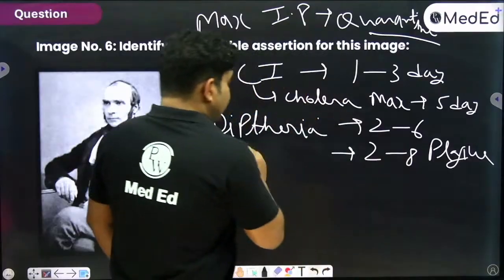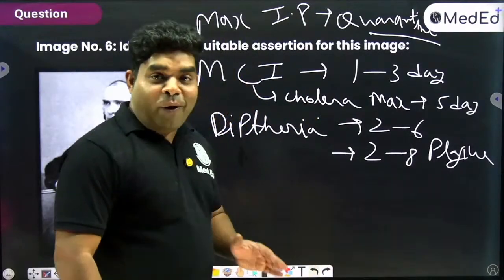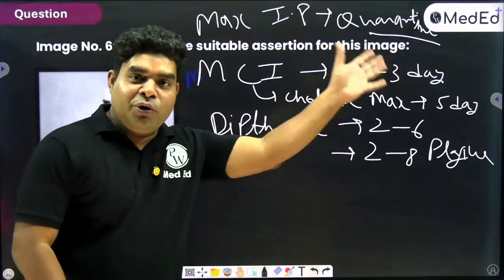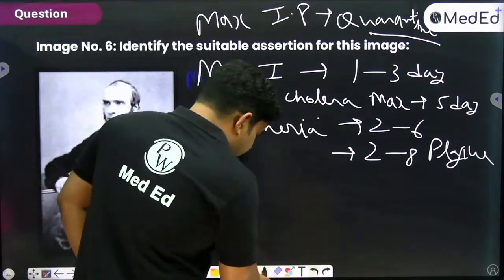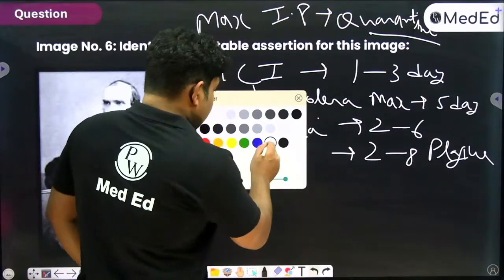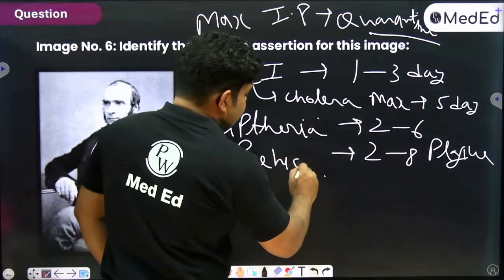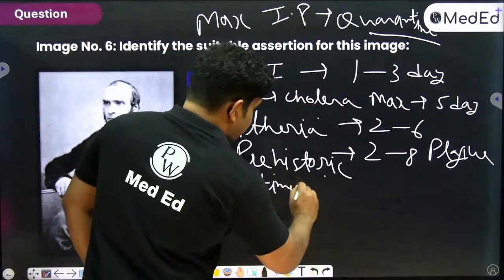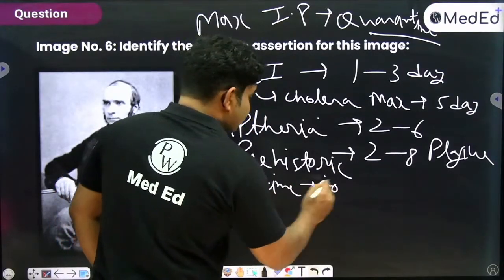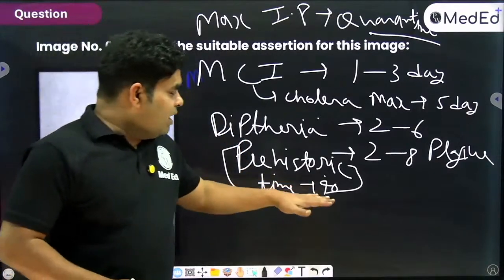But in the prehistoric time, we used to quarantine plague patients for such a long duration that the patient used to die. So in the prehistoric time, it was 40 days. This question has come, so I am writing it specifically. Like in North Korea, they found one patient of COVID. How did they manage it? They killed him. So similarly, prehistoric 40, but otherwise 2 to 8.